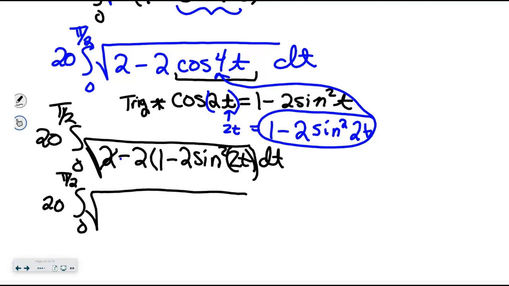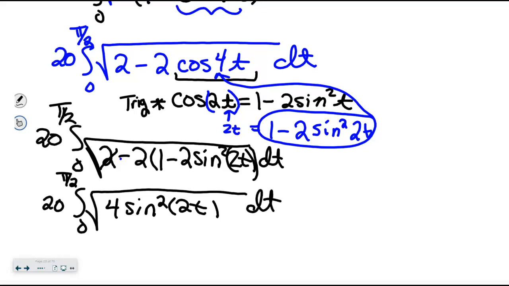I remember the answer from last year. It's a 40. My kids don't even worry about it being a 40 because I don't give you a point for the answer, right? But watch what's going to happen. The 2's are going to cancel. I'm left with a 4 sine squared of 2t under my root. I want somebody to tell me why I like that.